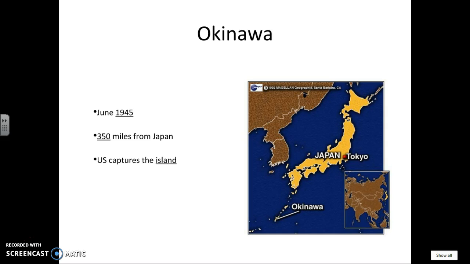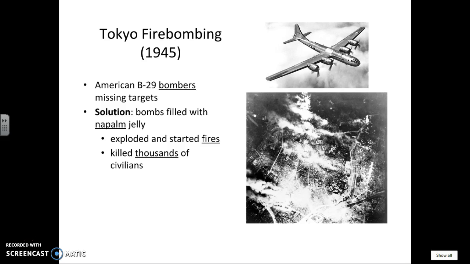Now we're getting close. What are we going to do in Japan? Are we going to attack it? Try to do an amphibious invasion? We're getting really close, and we can decide what we're going to do. By taking Okinawa, we were close enough. One of the things we decided to do before any type of invasion was to firebomb Japan.